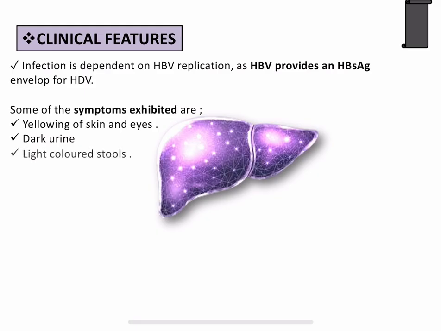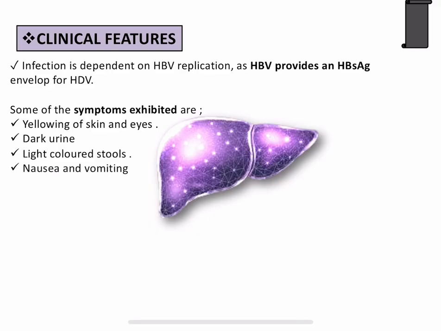Next, we have light colored stools. Again, there is damage to the liver, the hepatocytes not functioning properly, not secreting the bilirubin to the intestines. There is impaired secretion of the bile, which is required for the absorption of the food. So, the inadequate secretion of the bilirubin into the intestines as a part of the bile is resulting in the pale colored stools.